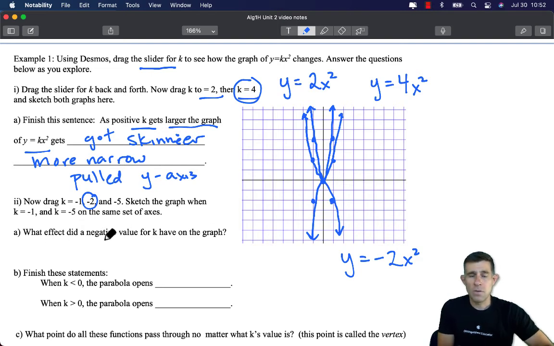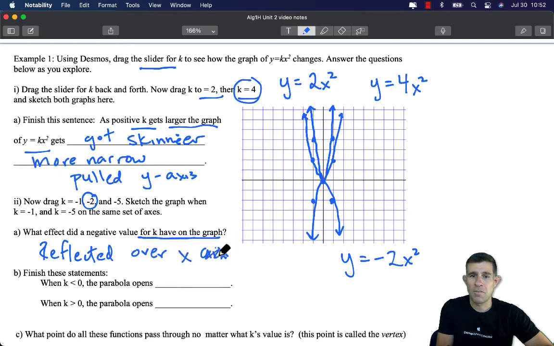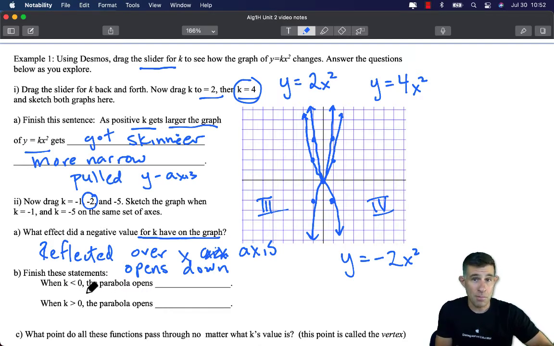All right, answering the question, what effect did a negative value for k have on the graph? We are going to say that it reflected it over the x-axis. Oops, let's try to spell that correctly. X-axis. And now our parabola opens down. And when our parabola opens down, it's going to appear in quadrants 3 and 4 instead of in quadrants 1 and 2.